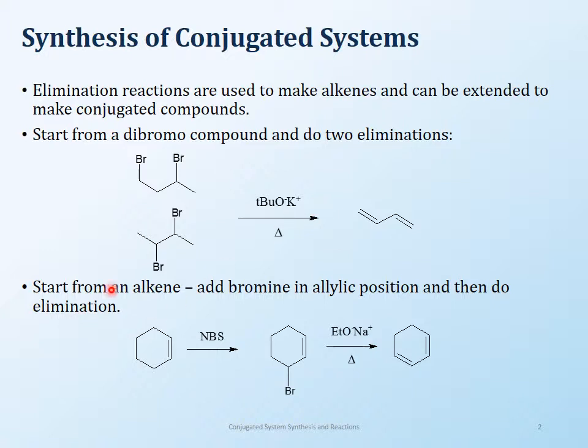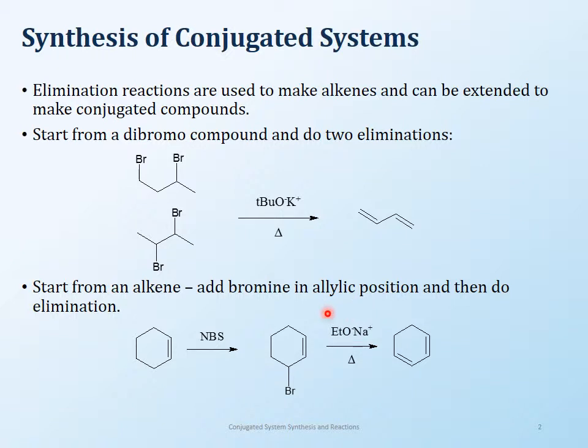You can also start from an alkene like cyclohexene, for example, and you can add bromine in an allylic position. Now remember, the allylic position is the third position from a double bond. So 1, 2, 3, or 1, 2, 3. So the third carbon from the start of the double bond is the allylic position. You treat that with NBS, and you must have heard of this reagent before, N-bromosuccinimide, and you end up getting a bromine at the allylic position.